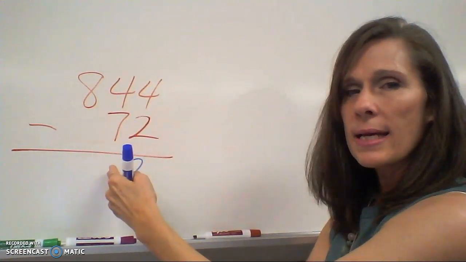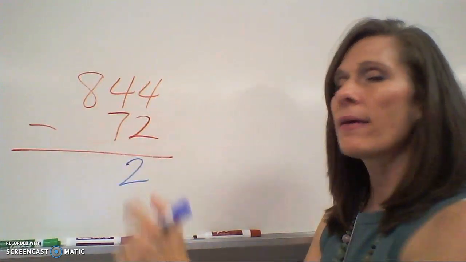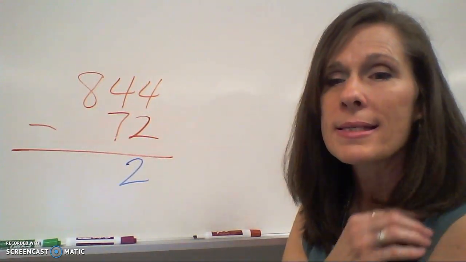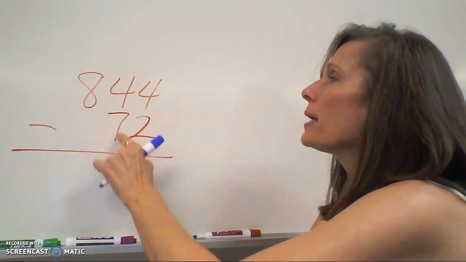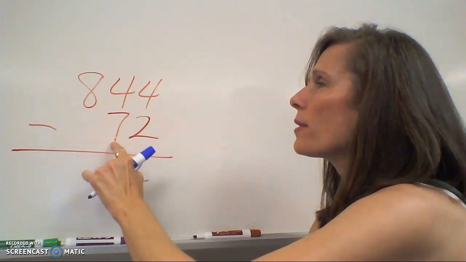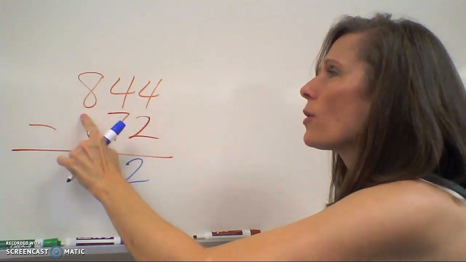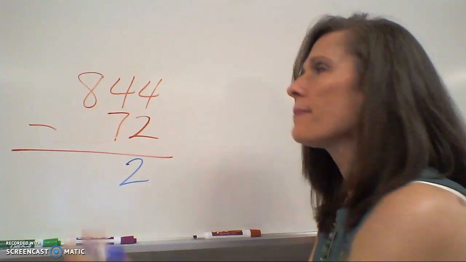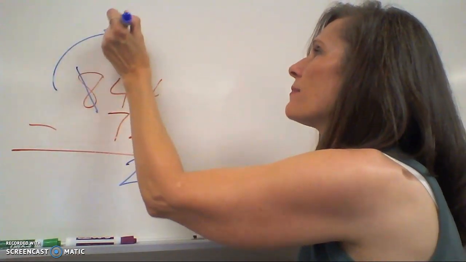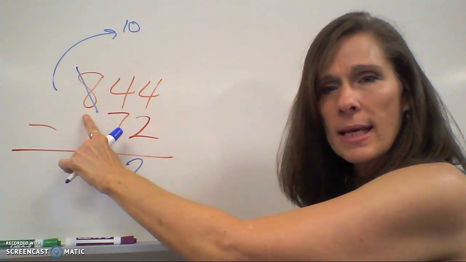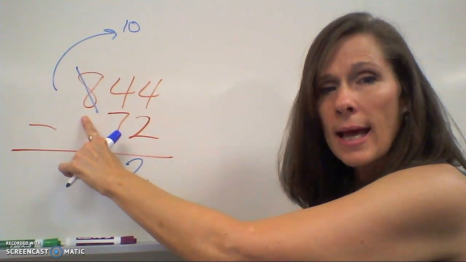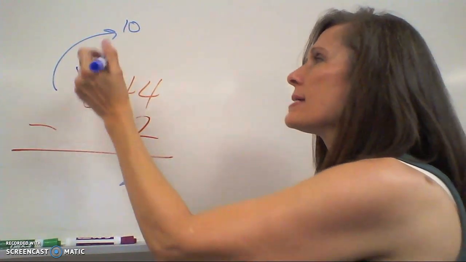Now I go to my tens place. 4 take away 7. Can I do it? Well, the 7 is bigger than the 4. So when there's more on the floor, we go next door. So the 4 asks the 8 for a set of 10. So the 8 says, here's your set of 10. The 8 just gave up a set of 10, so now it's 1 less. So 1 less than 8 is 7.